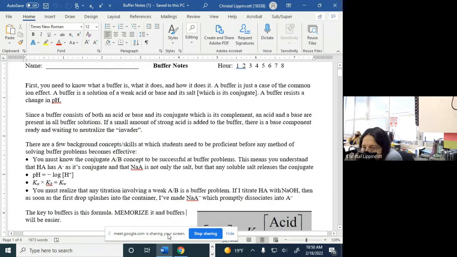Okay, so buffers consist of both an acid or base, and its conjugate, which is its complement. An acid and a base are present in all buffer solutions. If a small amount of strong acid is added to the buffer, there's a base component then waiting there to kind of neutralize it, and vice versa.